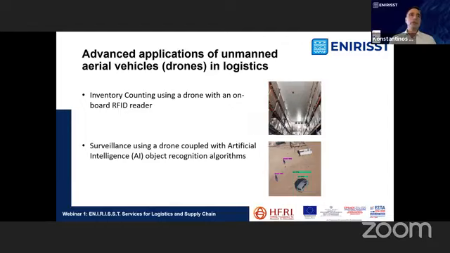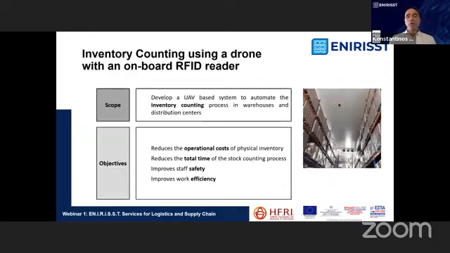So the first application involves inventory counting using a drone with an onboard RFID reader. And the second application is about surveillance using a drone, which is coupled with AI object recognition algorithms. The scope of the first application is to develop a drone-based system that will automate the inventory counting process in warehouses and distribution centers.